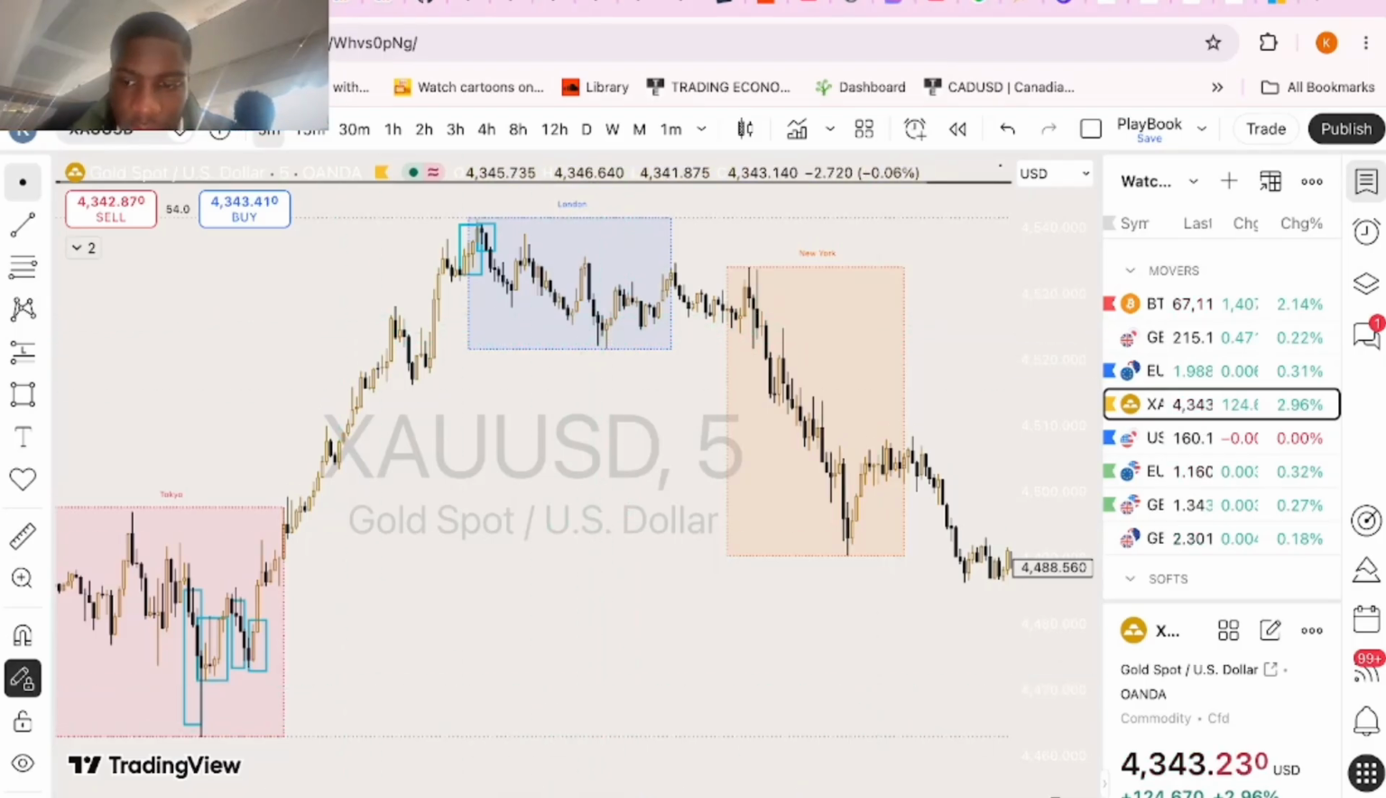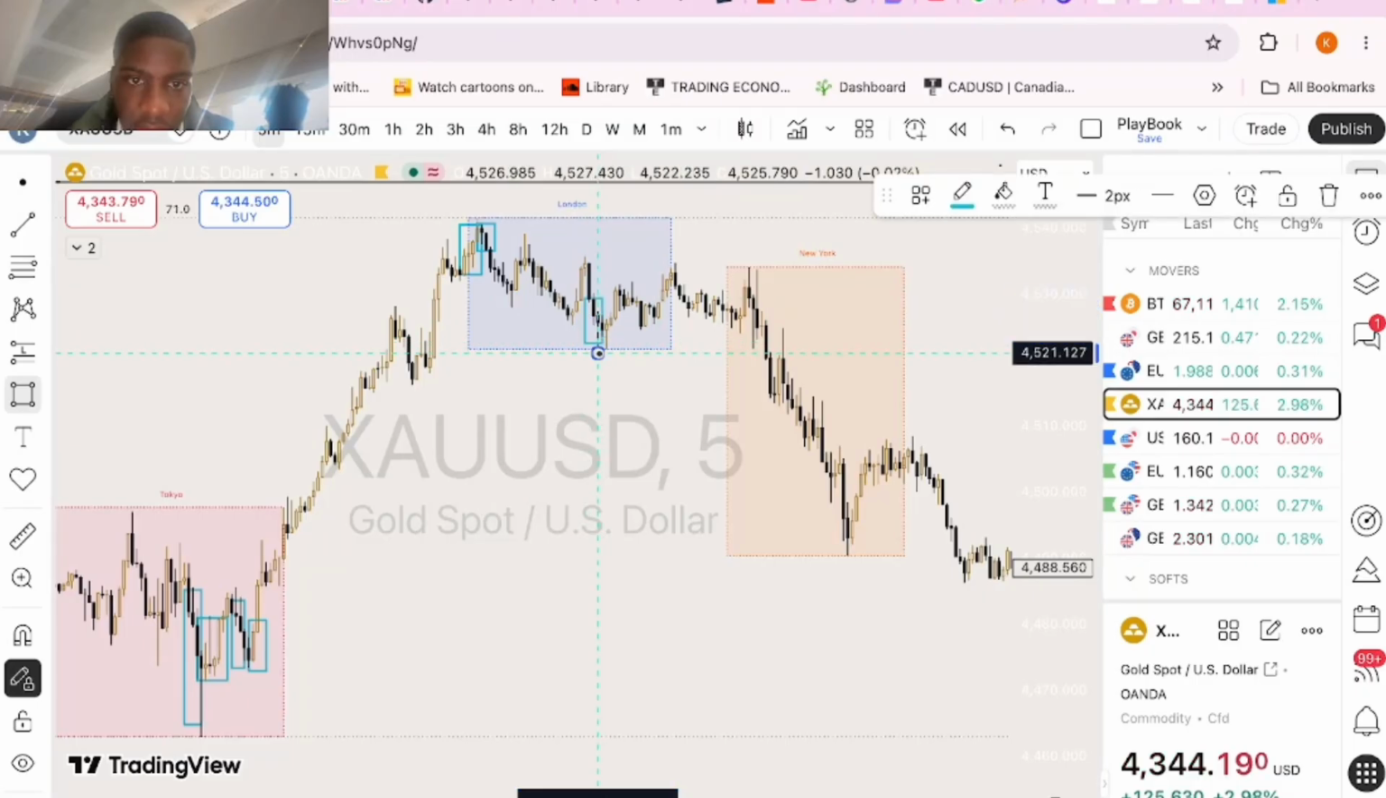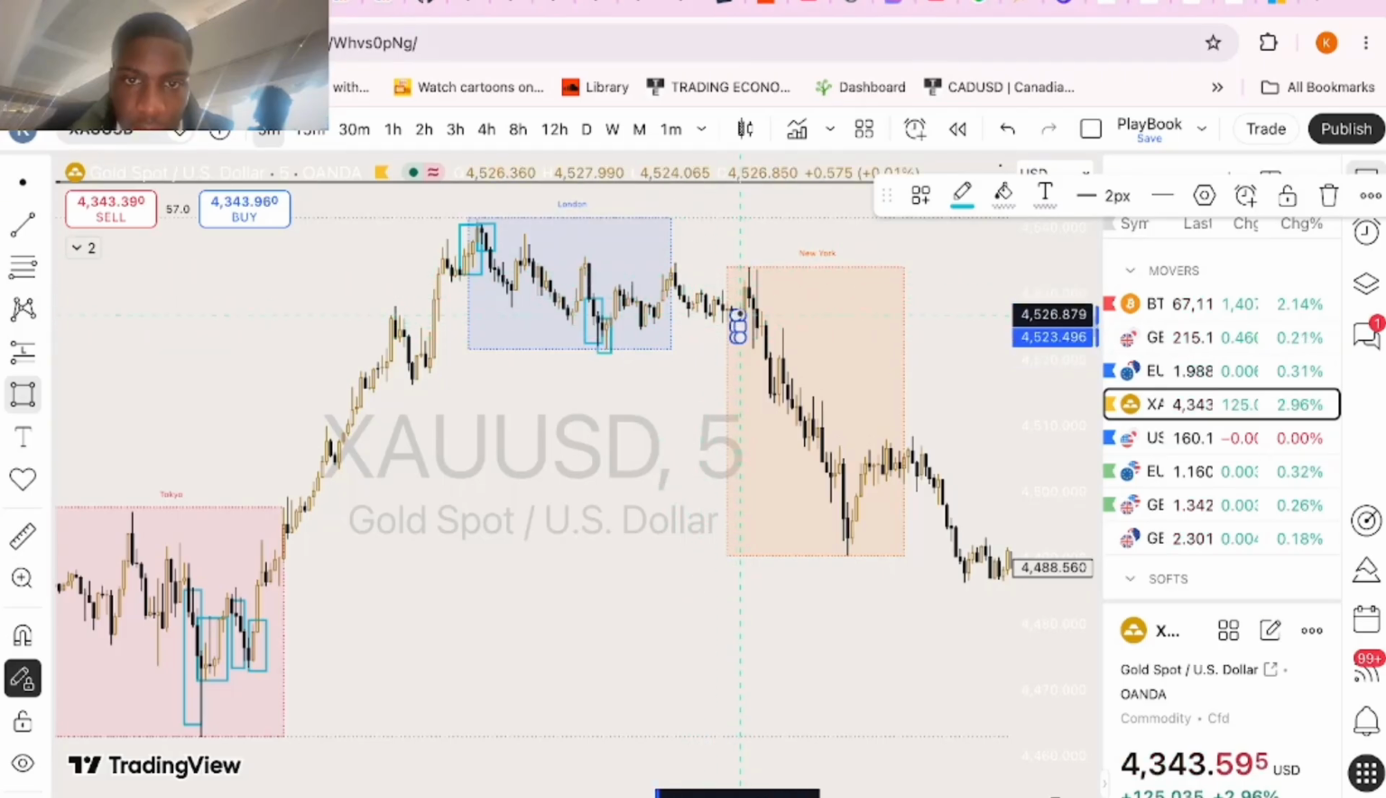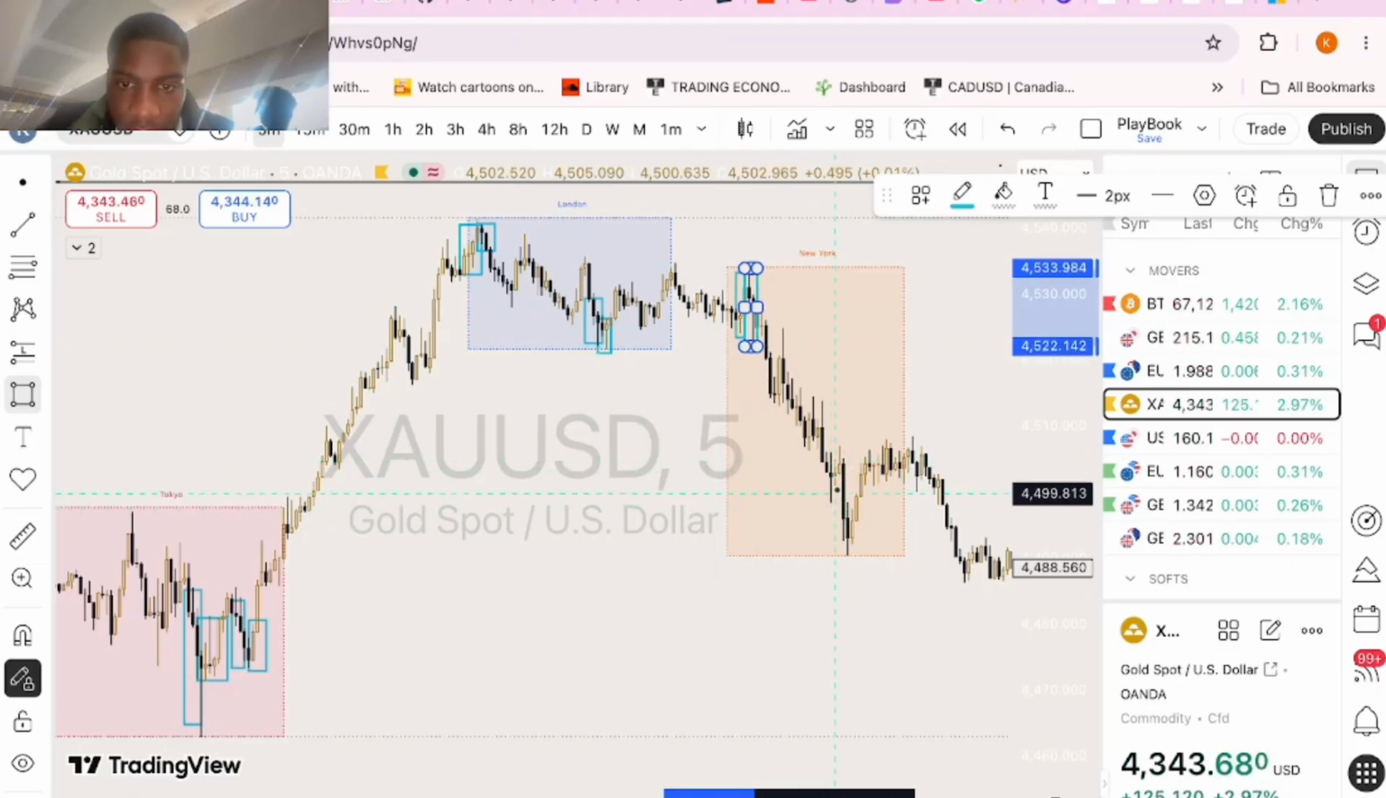You have the same concept here, giving us the low of the London session in that trading window: pin hammer, engulfing, then price pumps up. 1, 2, 3, 2 pumps up, then you have a pin hammer engulfing right here on this time frame, right? So these are the kind of things that you need to be able to pay attention to.